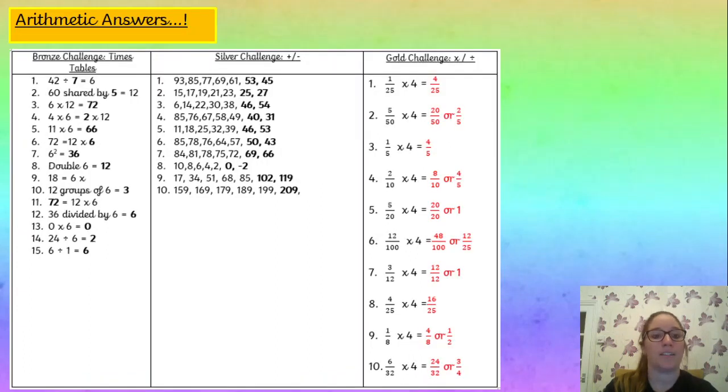Okay, so here are your answers. You can see with the gold challenge, I have simplified the fractions for you again. So if you've got either of the answers correct, then give yourself a tick. Super.